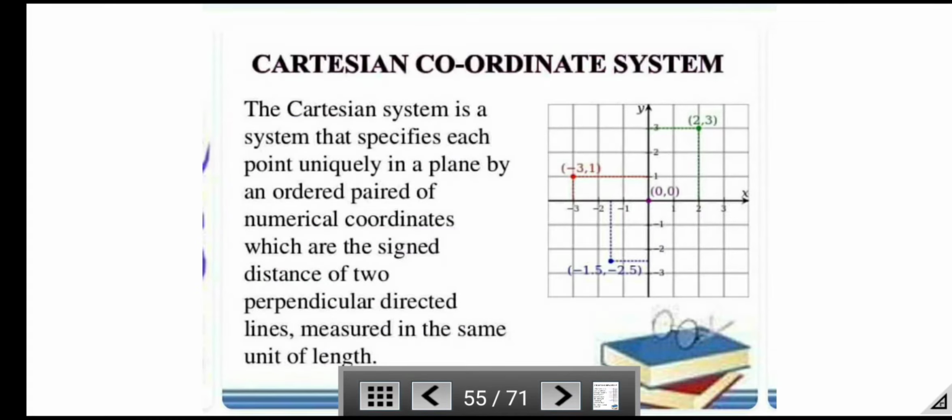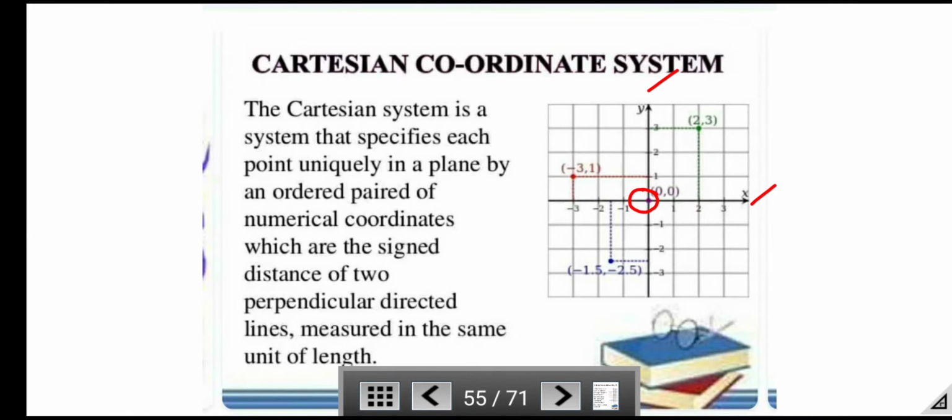Firstly, we will discuss some basic concepts related with straight lines that are helpful in MCQs. Then we will solve some examples. This is the rectangular system of axes. We have two axes. This is a two-dimensional plane because we have two axes, x-axis and y-axis. This is the origin.